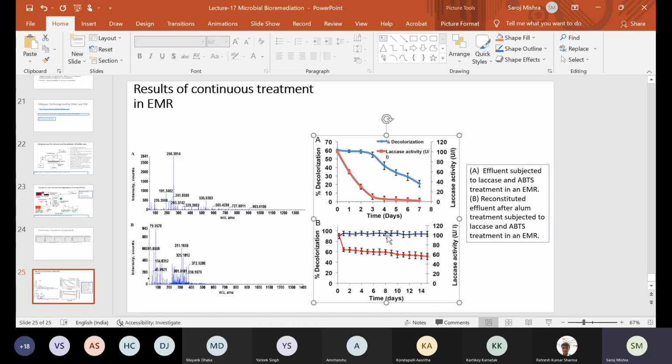Okay, in the blue line, what you see here is the decolorization. So 90% decolorization can be continuously maintained over a period of 14 days, and the enzyme which is added lost only 40% of its activity over a period of 14 days. So here is again a biotechnological route for treatment of textile wastewaters. All right, so when you go back, you read this paper.